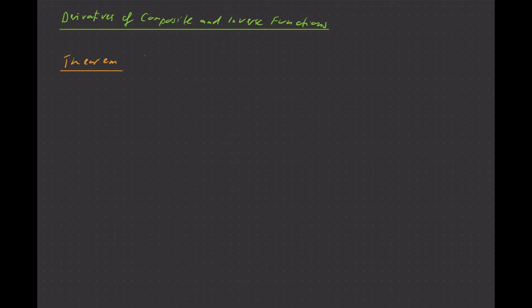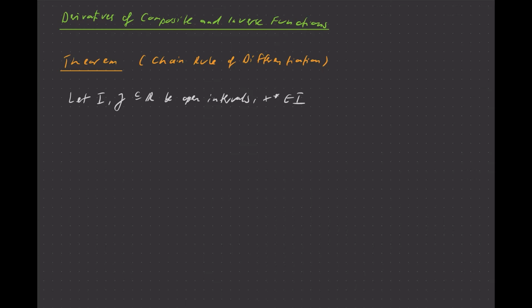And that theorem is also referred to as the chain rule of differentiation. This is a theorem about composite functions. So we need two domains right now. We need two intervals, I, J, subsets of R. Let those be open intervals. Let x star be a point in I. That's the point we'll be interested in.